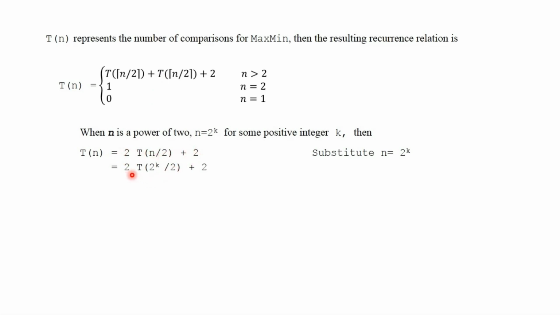So we can substitute n is equal to 2 to the power of k. So 2 times T of 2 to the power k by 2 plus 2. Now this we represent in order to find the solution: 2 to the power of k minus 1. So 2 times T of 2 to the power k minus 1 plus 2. Now go on substituting by using backward substitution. So each time you replace k with k minus 1.